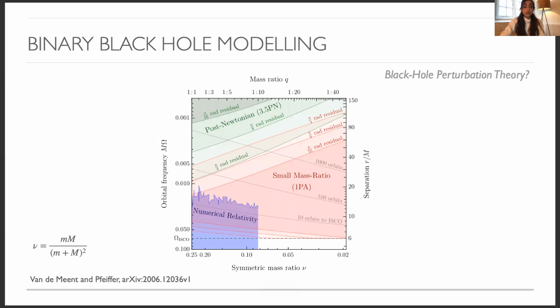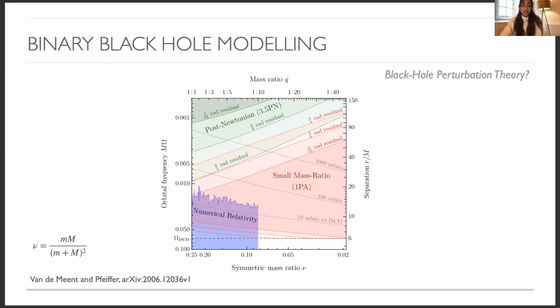From the side of black hole perturbation theory, van de Meent and Pfeiffer looked at the first order post-adiabatic expansion and concluded that this perturbative approach could likely bridge the mass ratio gap from binaries with extreme ratios down to the comparable mass ratios covered by numerical relativity. And this is depicted here in their quantitative adaptation of the earlier plot by Barack and Pound.